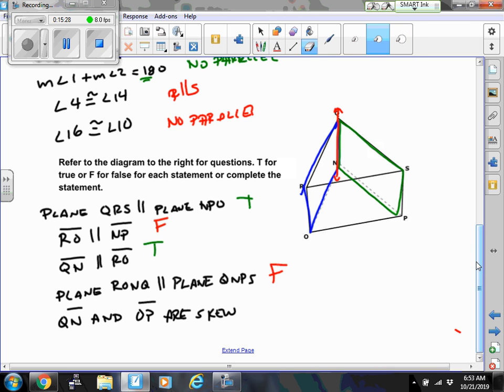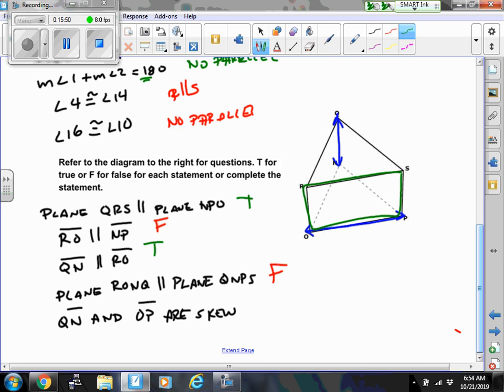Last one. Now skew is like parallel. They don't intersect, but they can't be on the same plane. Parallel lines are on the same plane. Skews are not. So let's check this out. QN is here, and then OP is here. They're not even on the same plane. This one, OP, is in the bottom plane. It's not going to match up with that. So if you visualize that, they're not in the same plane, but they're not going to meet. So this is definitely true.